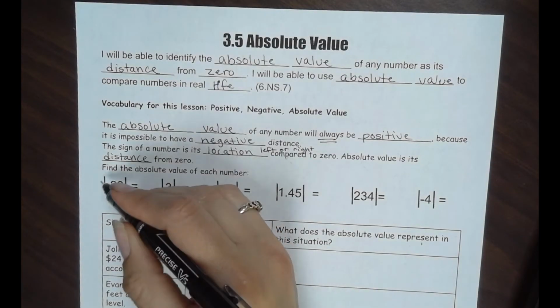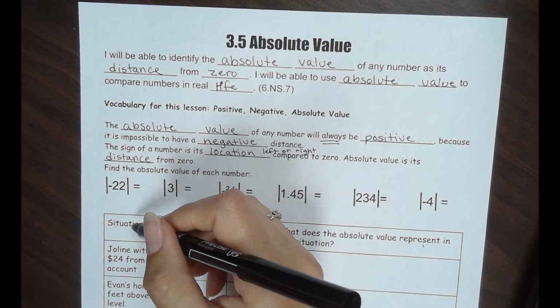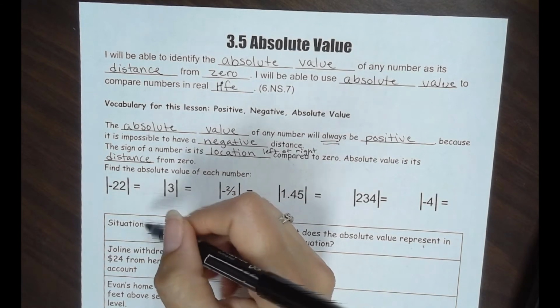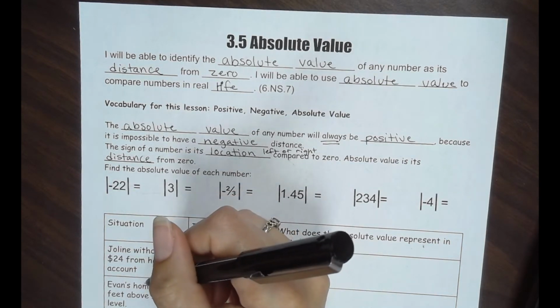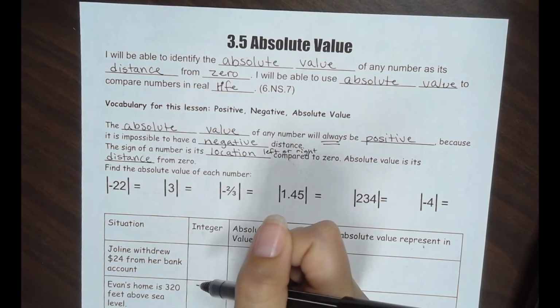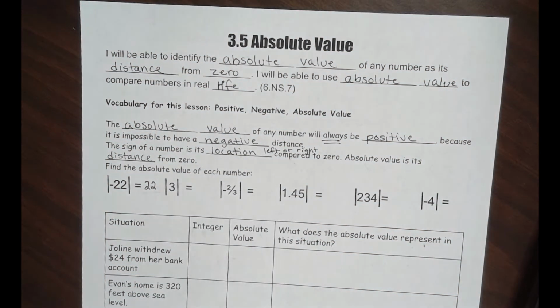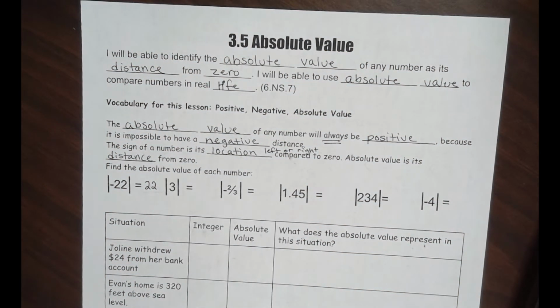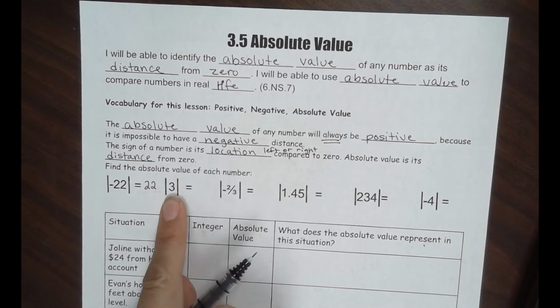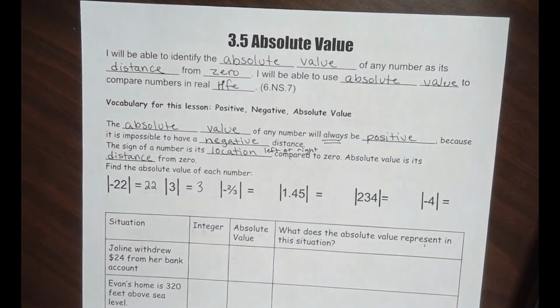So these lines right here are called absolute value lines, and I like to think of it as the positive place. You put any number in there and it's going to come out positive. How far is negative 22 from 0? It is 22 units away. That's all it means. So, how far is positive 3 from 0? Well, it's positive 3 units away from 0.